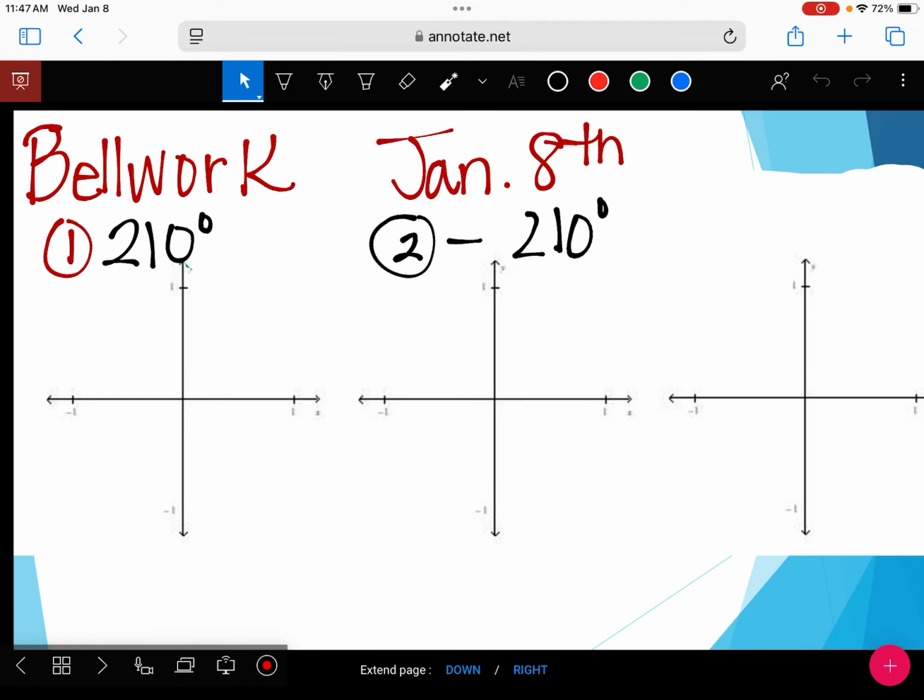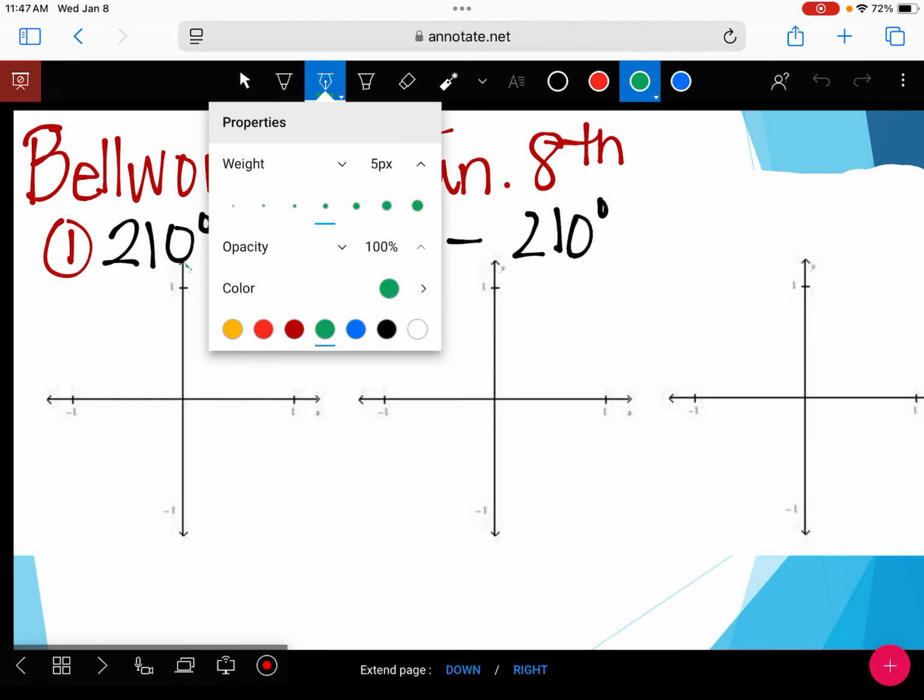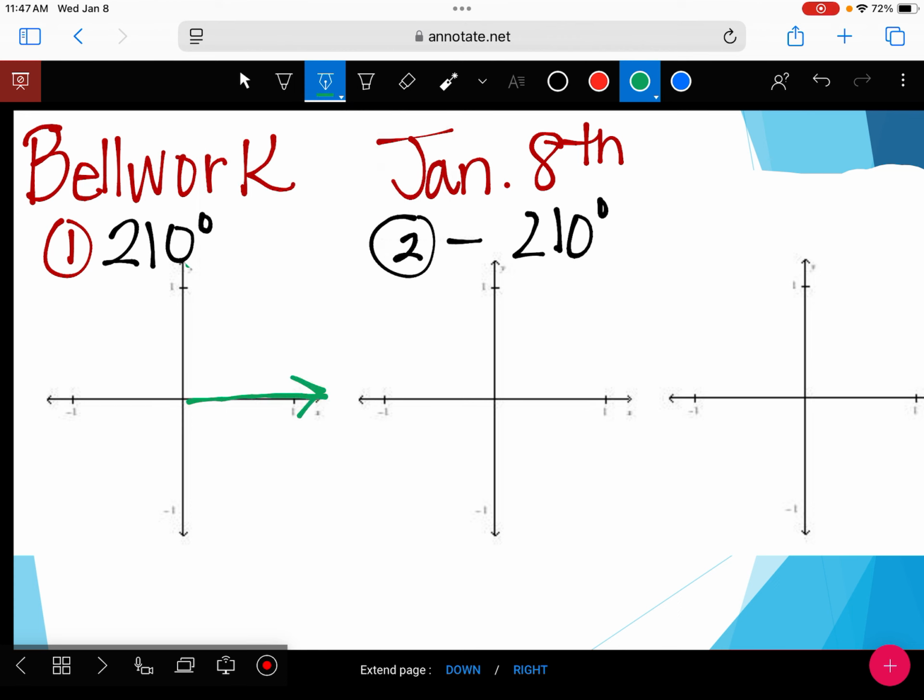Positive 210. Remember, we're always going to start right here. Show me with your finger. This is called the initial side. So this is the initial side, and our initial side is always going to begin right here.